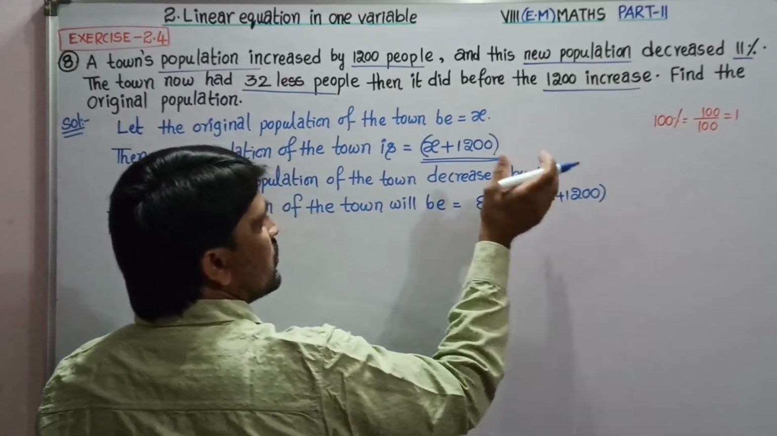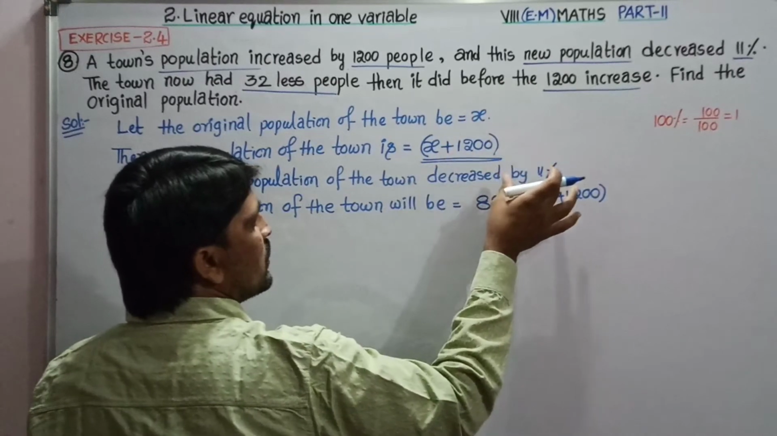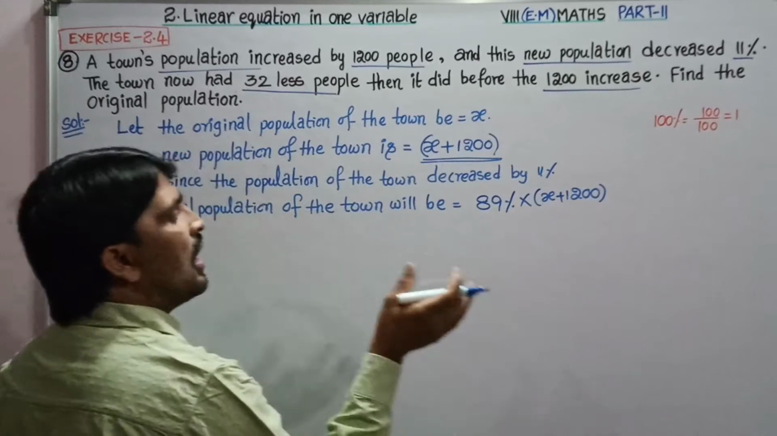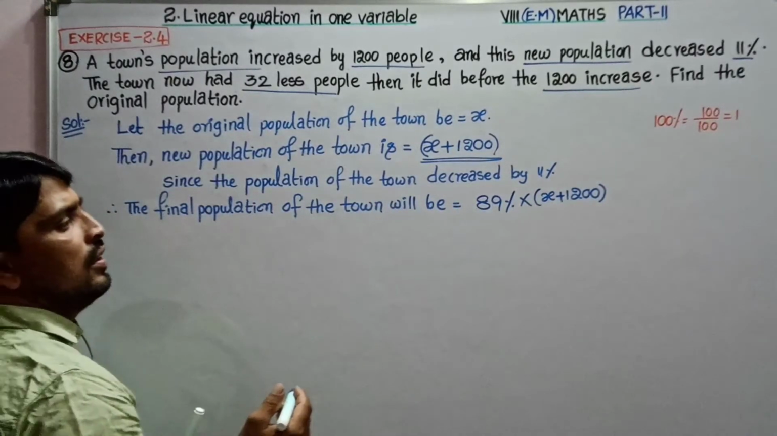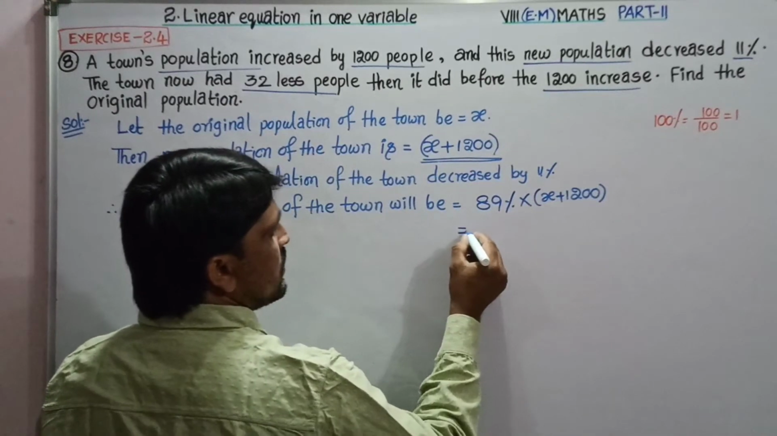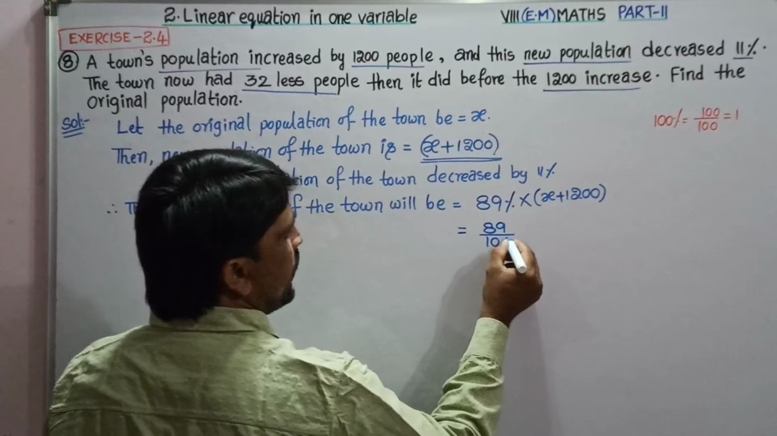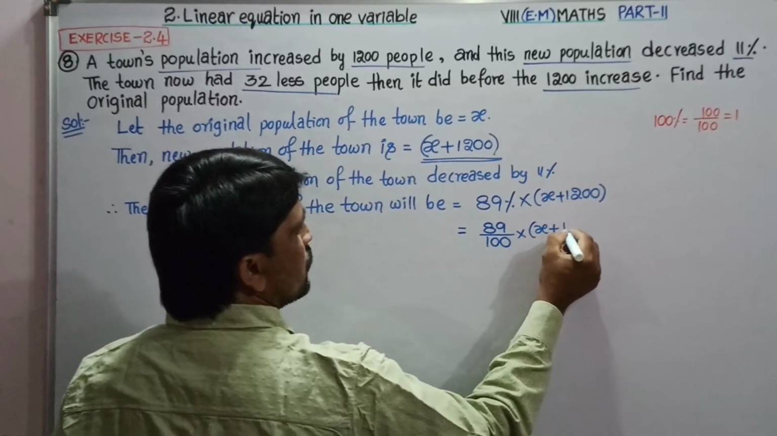This is 100% population. From the 100% population, the population decreased by 11%. So the remaining population, our final population of the town, will become 89% of x plus 1200. Remove the percentage symbol, we get 89 over 100 times x plus 1200.